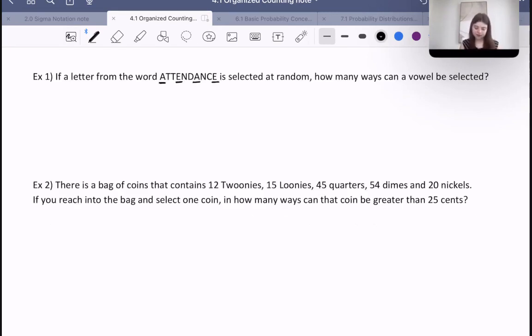Okay, so let's do an example here. It says if a letter from the word attendance is selected at random, how many ways can a vowel be selected? Well, let's think about it. There's two A's, and there's two E's. So therefore, there are 4 ways that a vowel could be selected. We could choose either of the A's or either of the E's. So that's four different ways for the vowel to be selected.